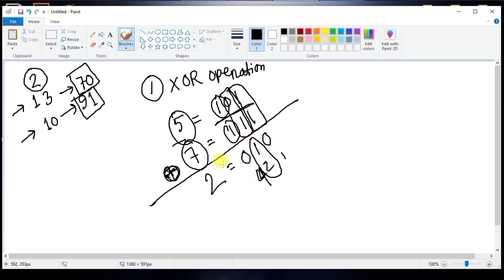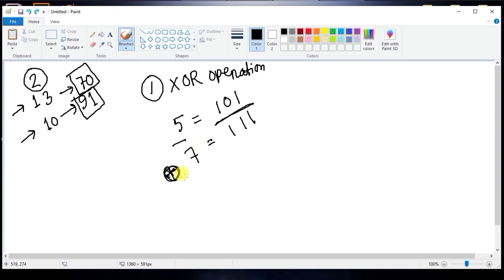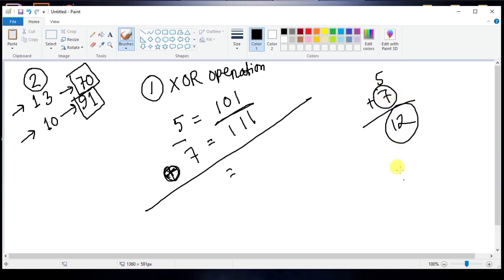So the binary XOR of 5 and 7, we can write it like this, equals 2. Okay, so there is another interesting concept here. If we see arithmetic addition, like if we add 5 and 7, it gives us 12, right? So if we add 12 with 7, do we get 5 back? No, we get 17. Again, sorry, it's not 17, it's 19.